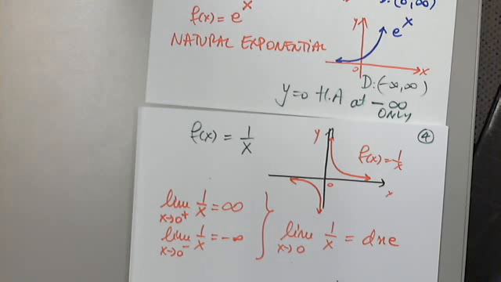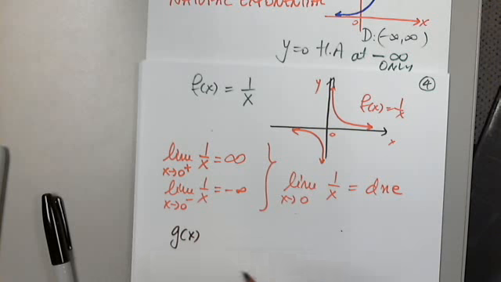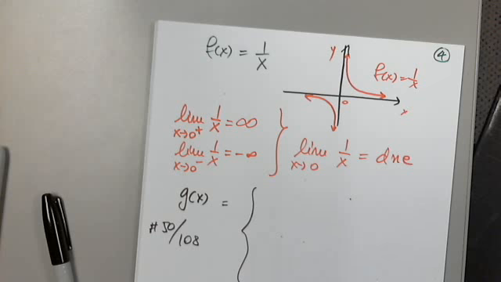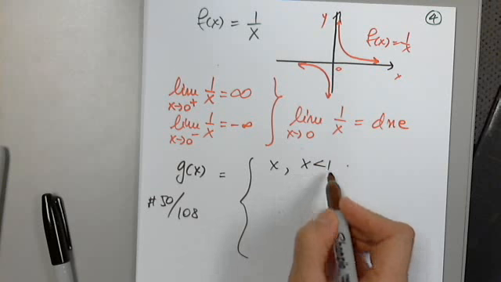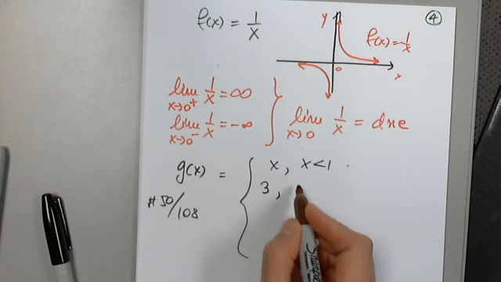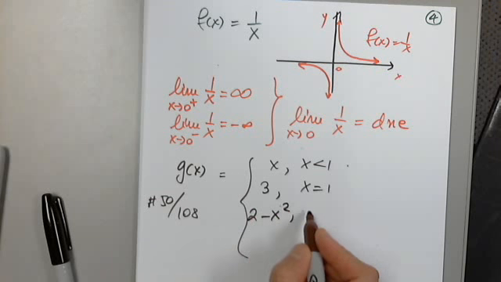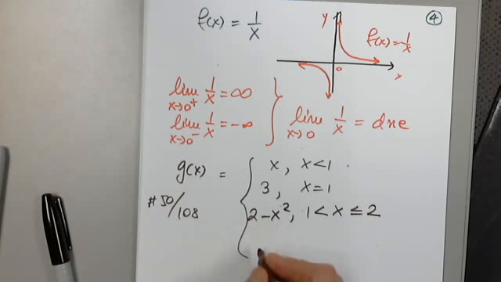Okay. So here's the function, g of x. So this is one more time, problem 50 on page 108. And this function happens to have 4 branches, 4 different pieces. Okay, the first piece, x, for x less than 1. Second piece, 3, for x equals 1. Next piece, 2 minus x squared, for 1 less than x less than or equal to 2. And the last piece, x minus 3, for x greater than 2.